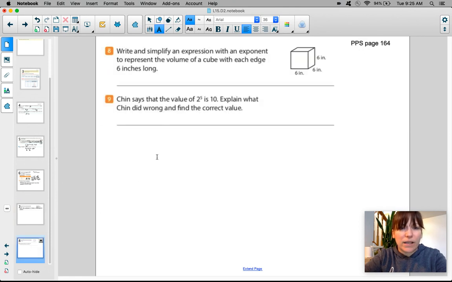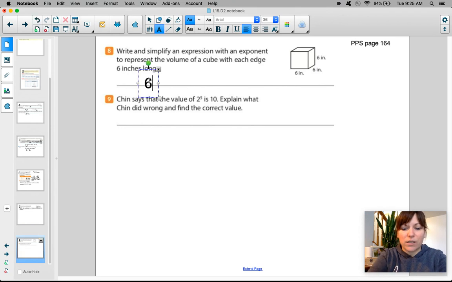All right. The last 2 questions were to write and simplify an expression with an exponent. So this was exactly like the try it. Okay. And we want to represent the volume of a cube with each edge 6 inches long. So this is something that we did yesterday. And when we do volume, it's to the 3rd power. Remember that cubed volume unit. So when we're writing and simplifying, we want to use the side times side times side.